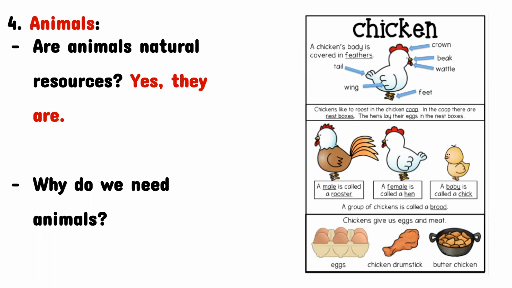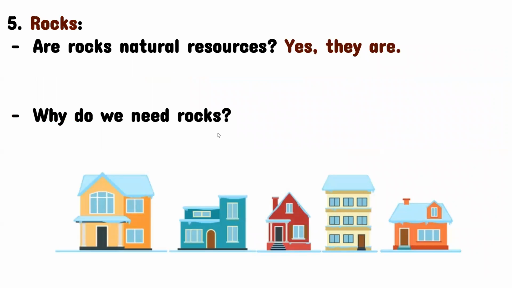Yes, we eat chicken, right? Chicken is important because we put it in almost every dish that we make. So chicken drumstick is something that we eat. Eggs is something that we eat as well. And we can make butter chicken from chicken. So animals are important. The fifth natural resource is rocks. So what is a rock?